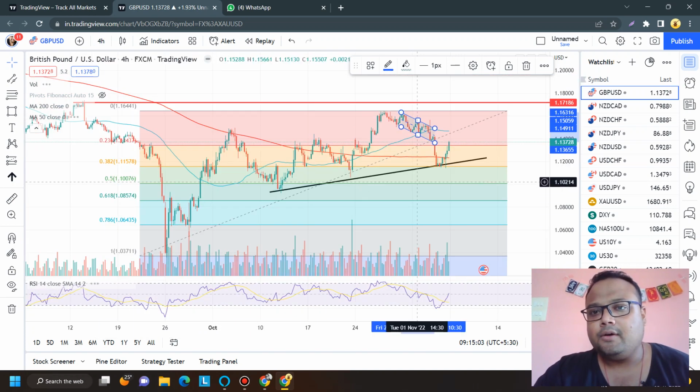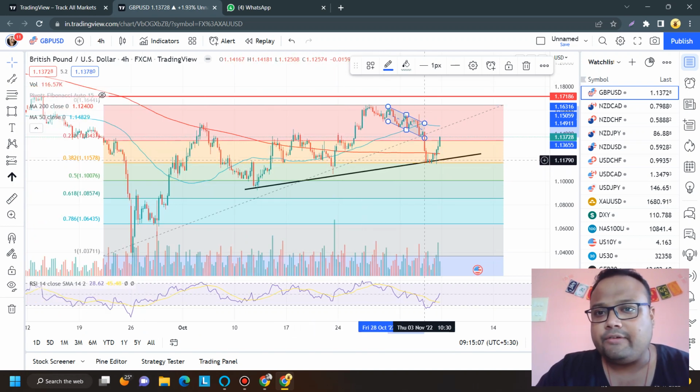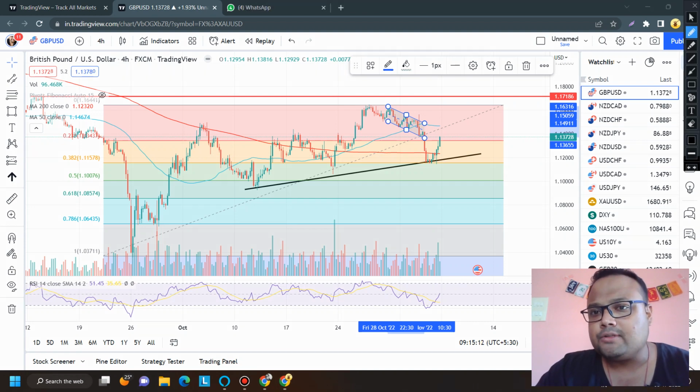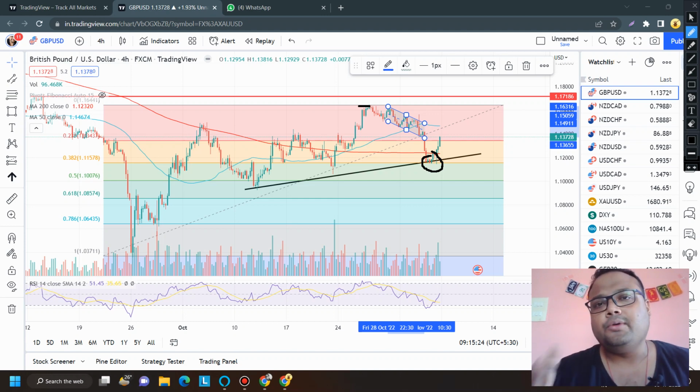When the market fell, it took support at the Fibonacci 38.2% retracement level as well as the trend line, and as a result, we saw a good bounce on the chart of GBPUSD. So this was the high made by the market. Right now, if you already have taken a buy position, be on the trade, no need to exit, because right now the market is doing fine. It looks like a good swing.